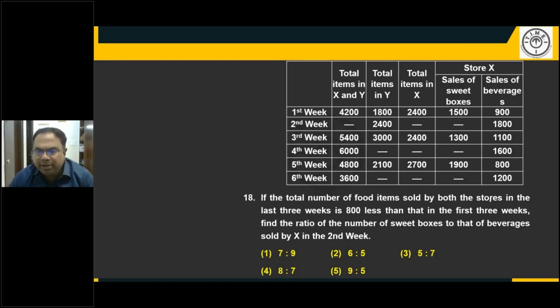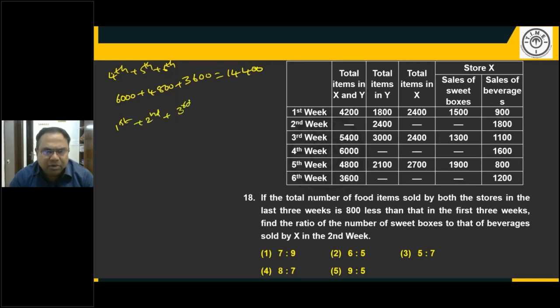Total number of food items sold by the stores in the last 3 weeks, 800 less than first 3 weeks. So first 3 weeks, 800 more. So let me take fourth week and fifth week and sixth week. Fourth plus fifth plus sixth week. 6000 plus 4800 plus 3600. 14,400. So first week plus second week plus third week, 800 more, 15,200. So how much is this? 4, 2 plus 5, 4, 9,600. So second week should be 15,200 minus 9,600. 5,600.